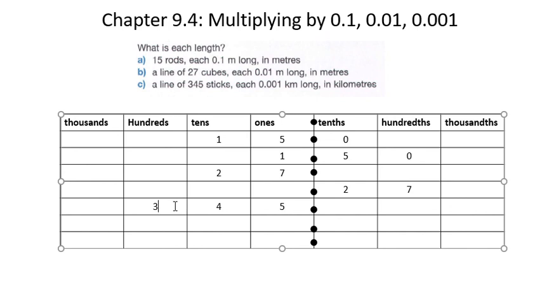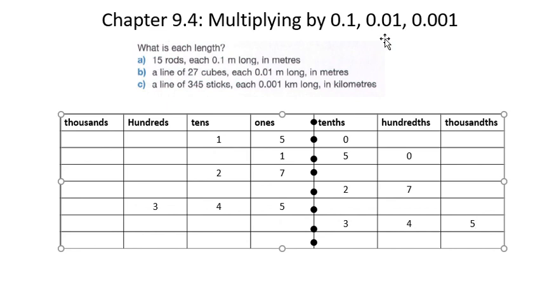Let's take our 3, multiply it by 0.001, by the thousandths. So here we're multiplying it by tenths, multiplying it by hundredths, multiplying it by thousandths. It ends up in this column. Multiplying the 4 by thousandths, we move over to the right 3 columns, and it's 4 hundredths, and 5 multiplying it by thousandths brings us over 3 columns. And our answer in kilometers is 0.345 kilometers.